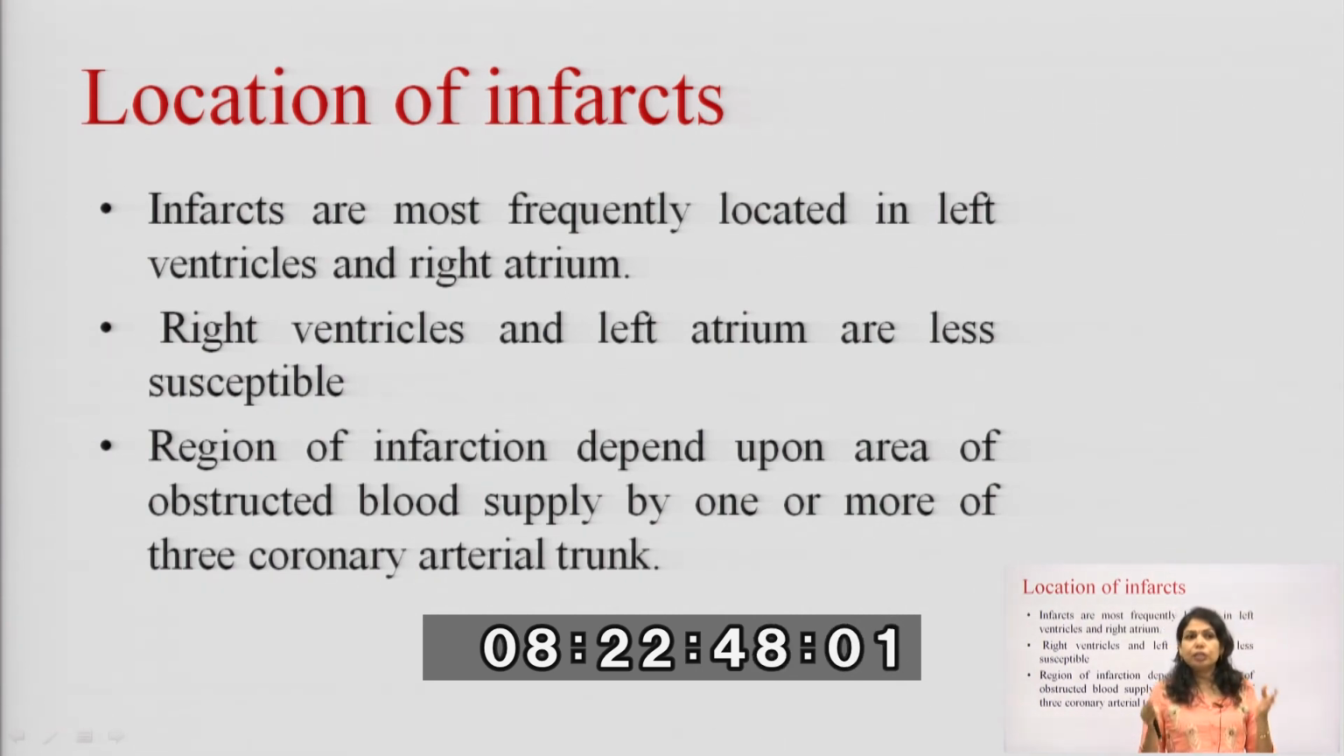Okay. Now, the region of the infarct depends upon the area of the obstructed blood supply by one or more of the 3 coronary artery branches. The coronary artery supplies blood to the whole of the heart. Whichever branch is occluded or blocked due to deposition of atherosclerosis, that portion only will be the location of the infarct.